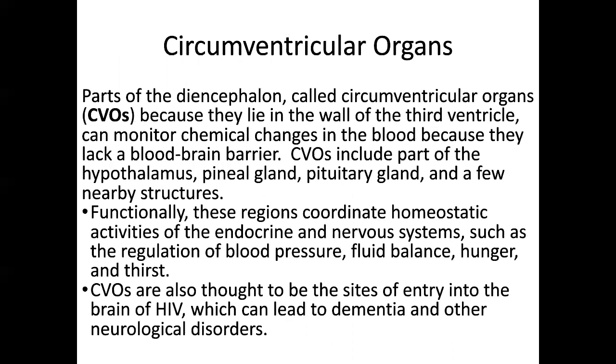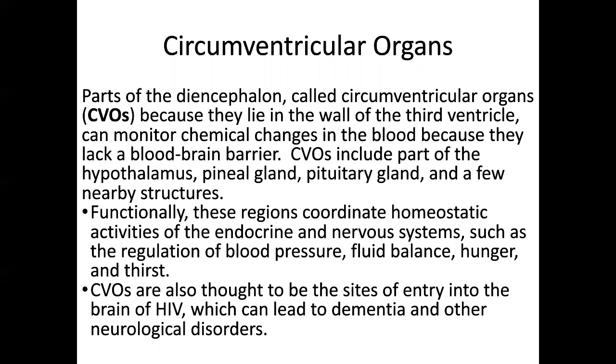Now, not so much a singular structure, but kind of a few parts to some things in our diencephalon are these things called circumventricular organs, or CVOs. We find them in the wall of our third ventricle, one of those chambers in our brain that has cerebrospinal fluid. These CVOs have the ability to monitor chemical changes in our blood because they lack a blood-brain barrier. Okay. Parts of the CVOs include stuff from the hypothalamus, the pineal gland, pituitary gland, and a few nearby structures.